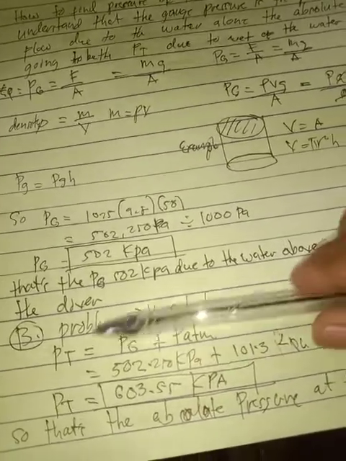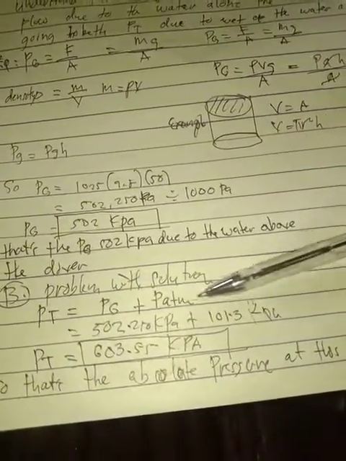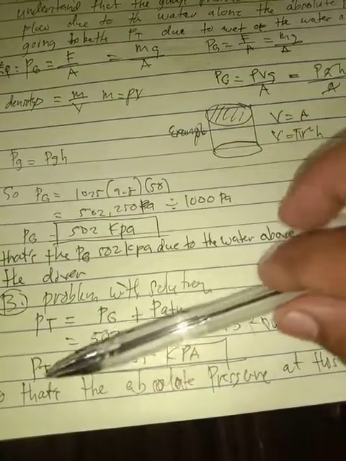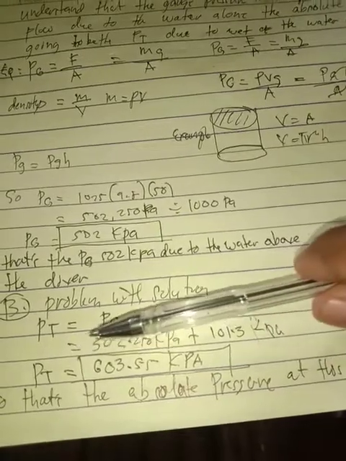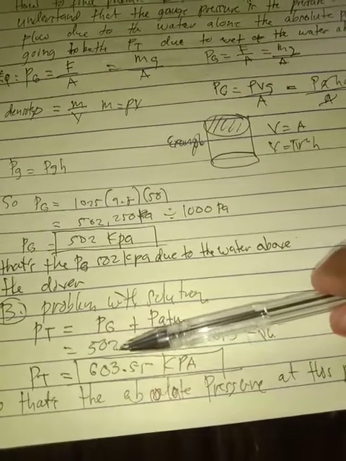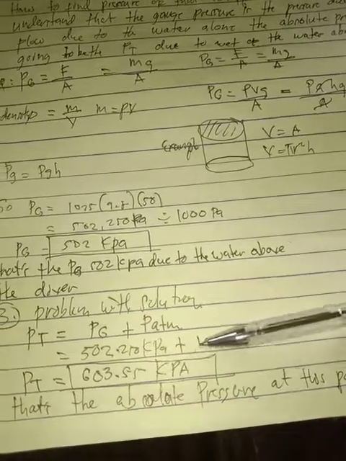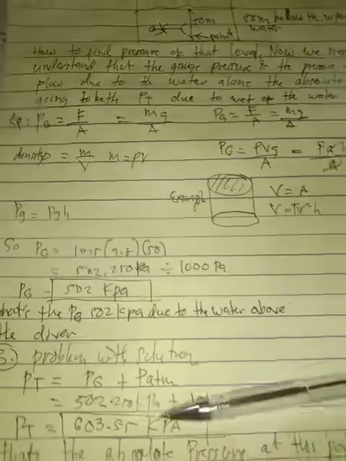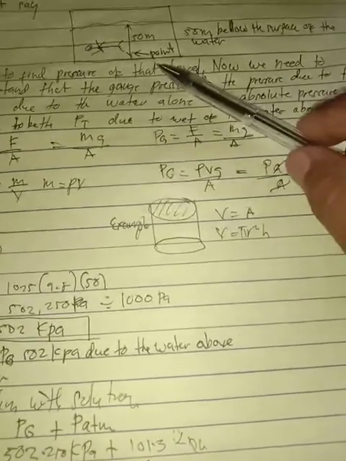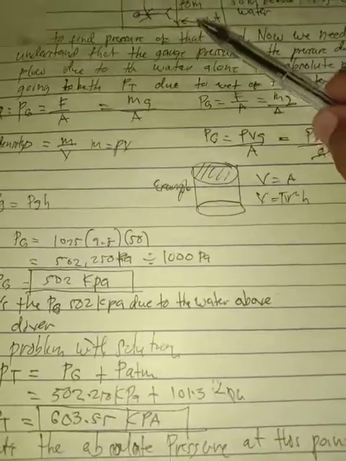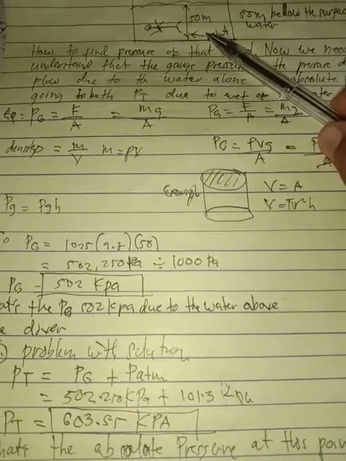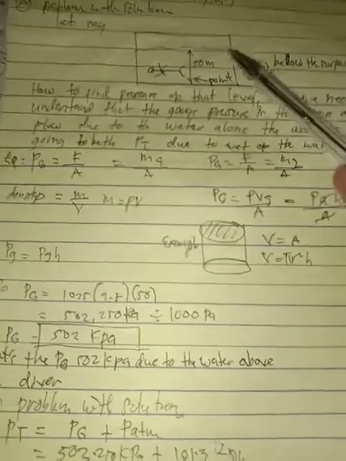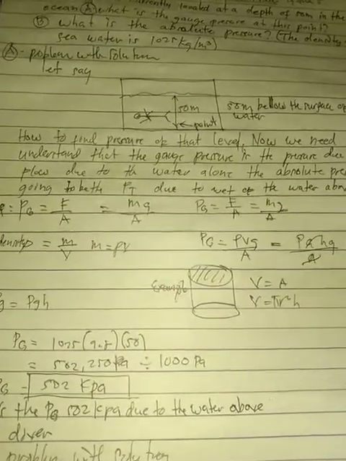Now our answer: adding these, the total pressure is 603.55 kPa. That's the absolute pressure at this point here. At this point we have a total pressure of 603.55 kilopascal. So that's all, sir, and thank you.